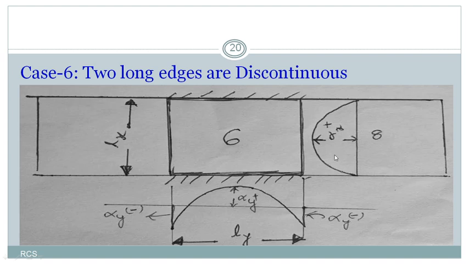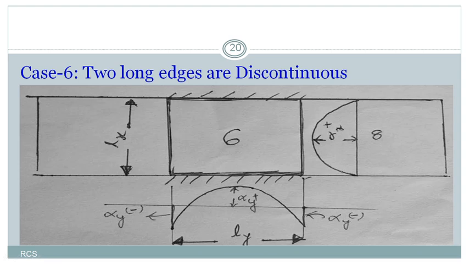Now coming to the shorter direction Lx, these two edges are discontinuous. So the bending moment that occurs is only positive bending moment. With respect to that, we get a positive bending moment coefficient, alpha x positive. The same thing we can see in our codal provision.